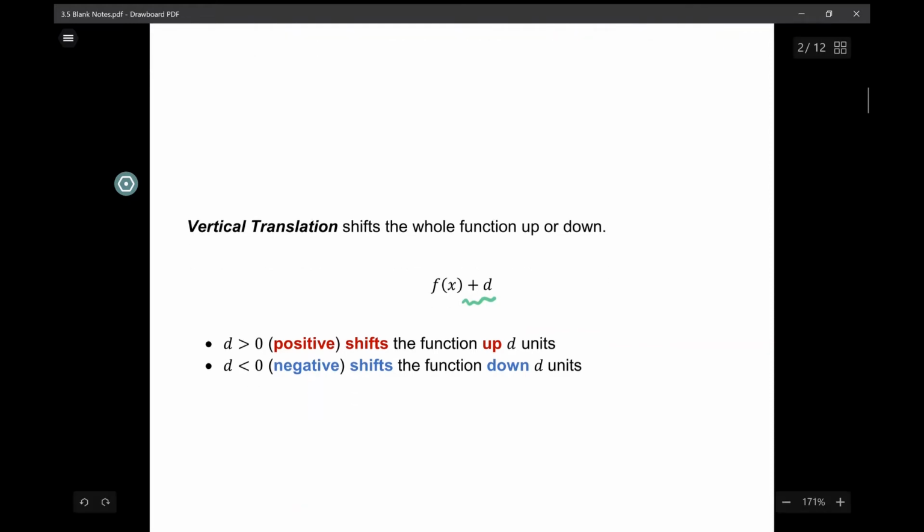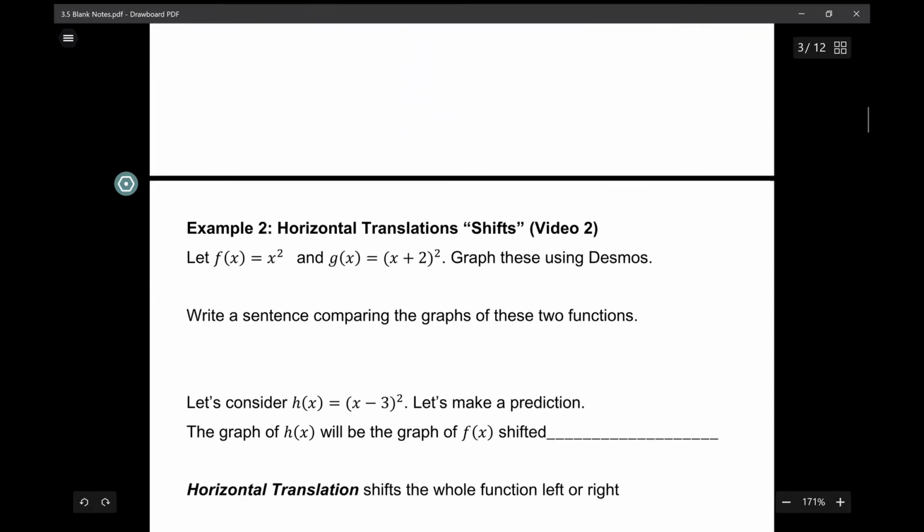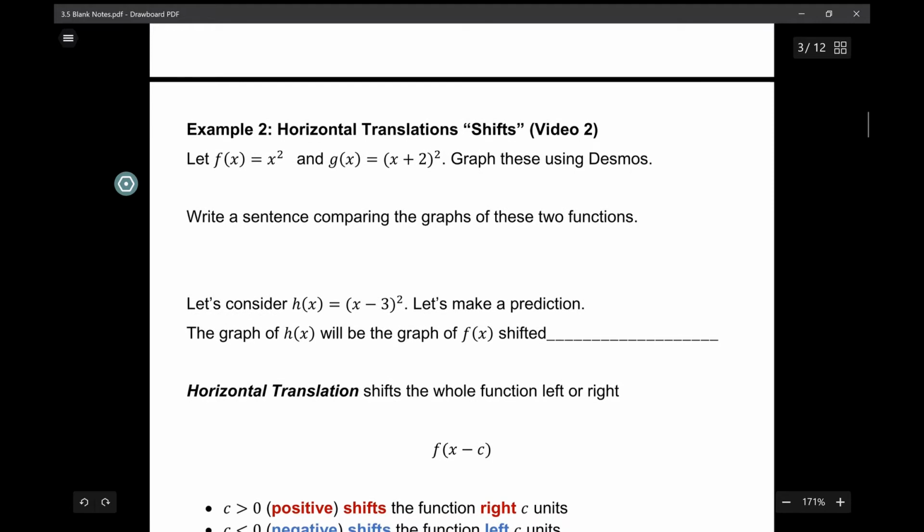Let's talk about horizontal translations. This time, we're going to use the function x squared. We're going to graph f of x equals x squared and g of x equals (x plus 2) squared. We're going to graph these using Desmos and write a sentence comparing them. Then we'll compare it to h of x equals (x minus 3) squared. Now notice, the x plus 2 is on the inside of the function. The x minus 3 is on the inside of the function. Let's see how that turns out with the graphs.